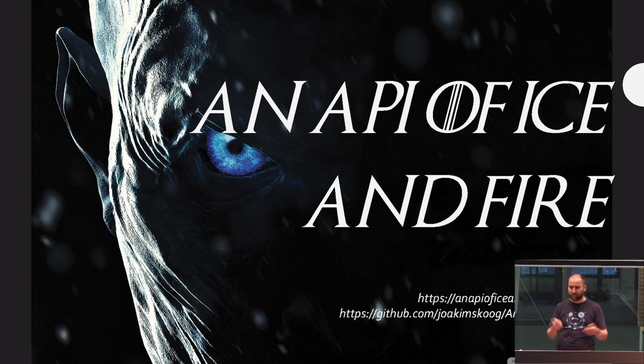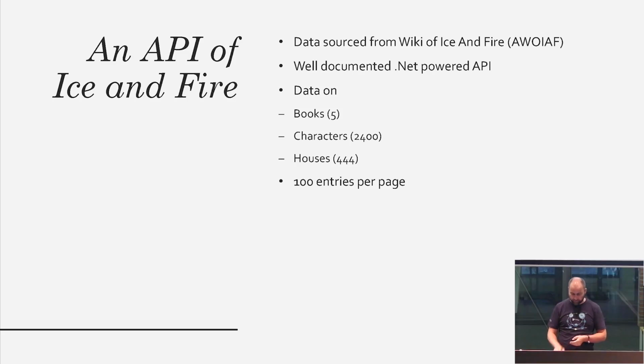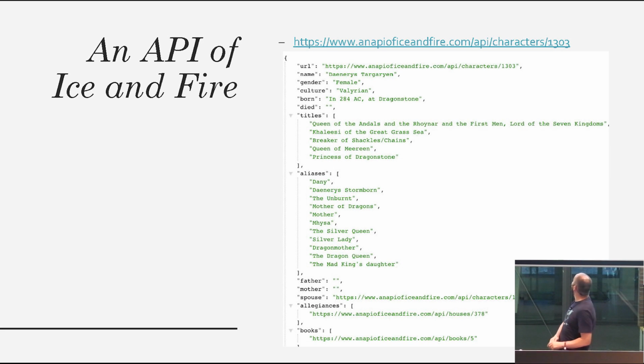So I thought, oh, cool, let's use that, and let's use this data a little bit. It's a really nicely documented API. It's called An API of Ice and Fire. There's a documentation page, and it has data on all the books, 2,400 characters, and 444 houses, which was surprising for me because I couldn't remember having read about 444 houses. And it's a regular API with paging and all the stuff that you are used to. So for instance, here is the API call for Daenerys Targaryen. And so you have a character, and then depending on the importance of the character, you have a lot of data or you have just a little bit of data.